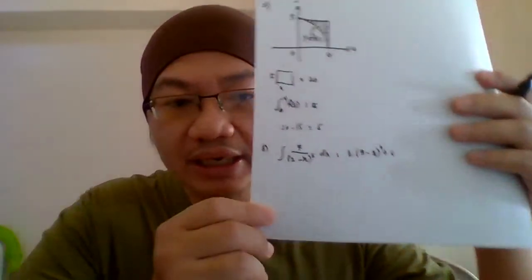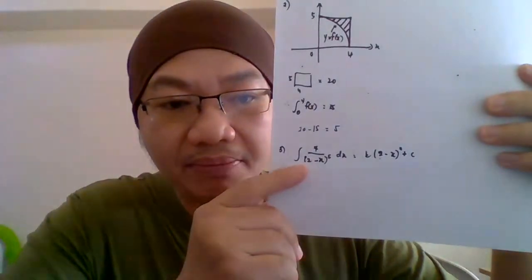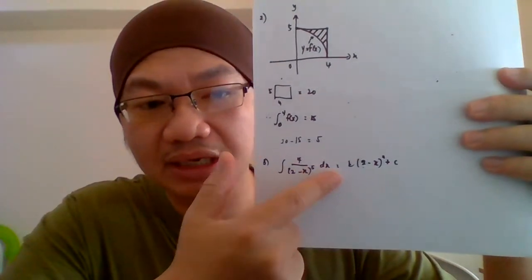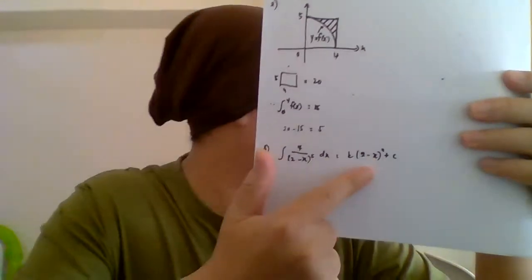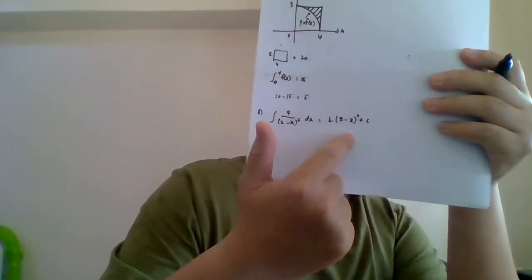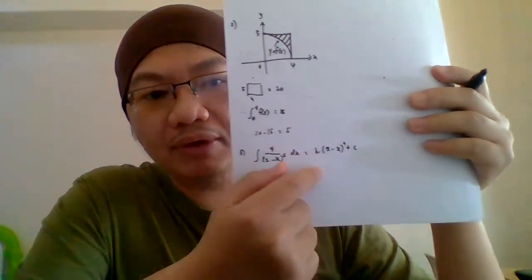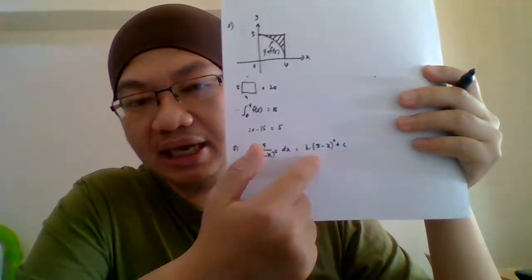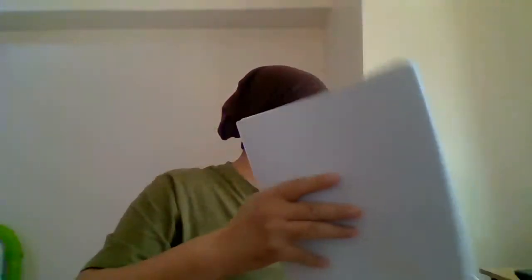Equals to k(2 minus x)^n plus c. Okay, this is a soalan: integrating 7 over (2 minus x)^5 dx equals to k(2 minus x) to the power of n plus c. We want to find the value of k and n here. K dengan n. Okay, that's the soalan asking.